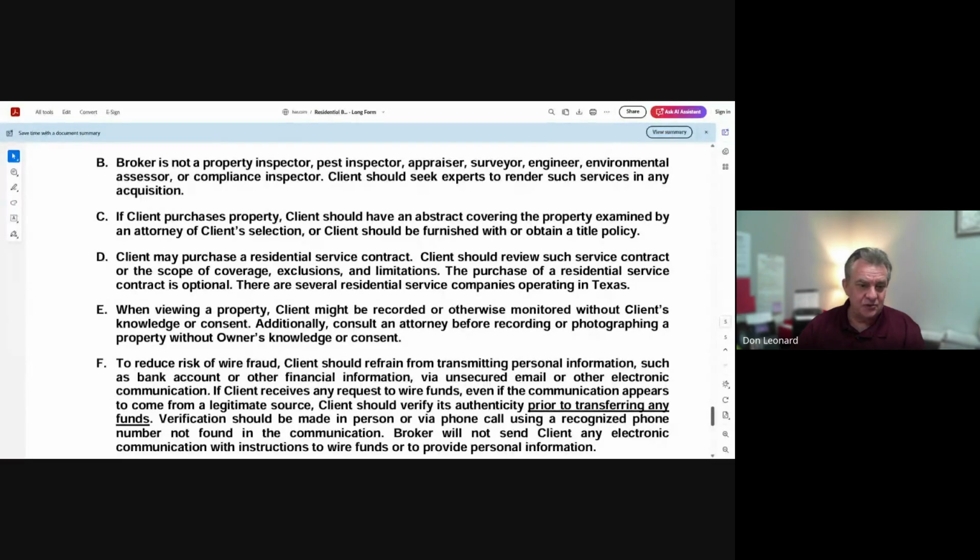C is a throwback to the original License Act that says that we need to tell a buyer not to purchase a property without having the title checked. That's what C says. D talks about the ability to buy a home warranty if they would like. That is a rule in the state of Texas that buyers have to be made aware that those things exist.